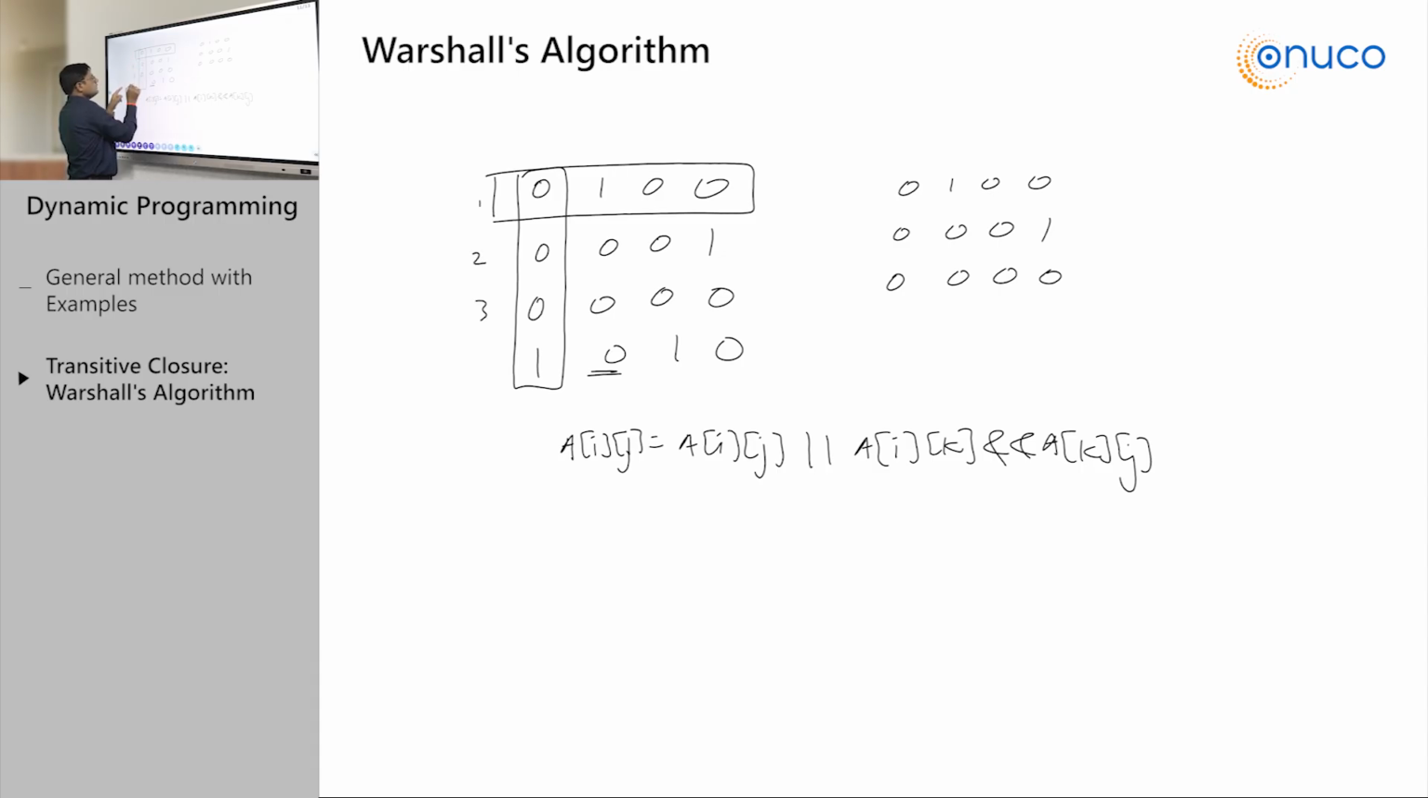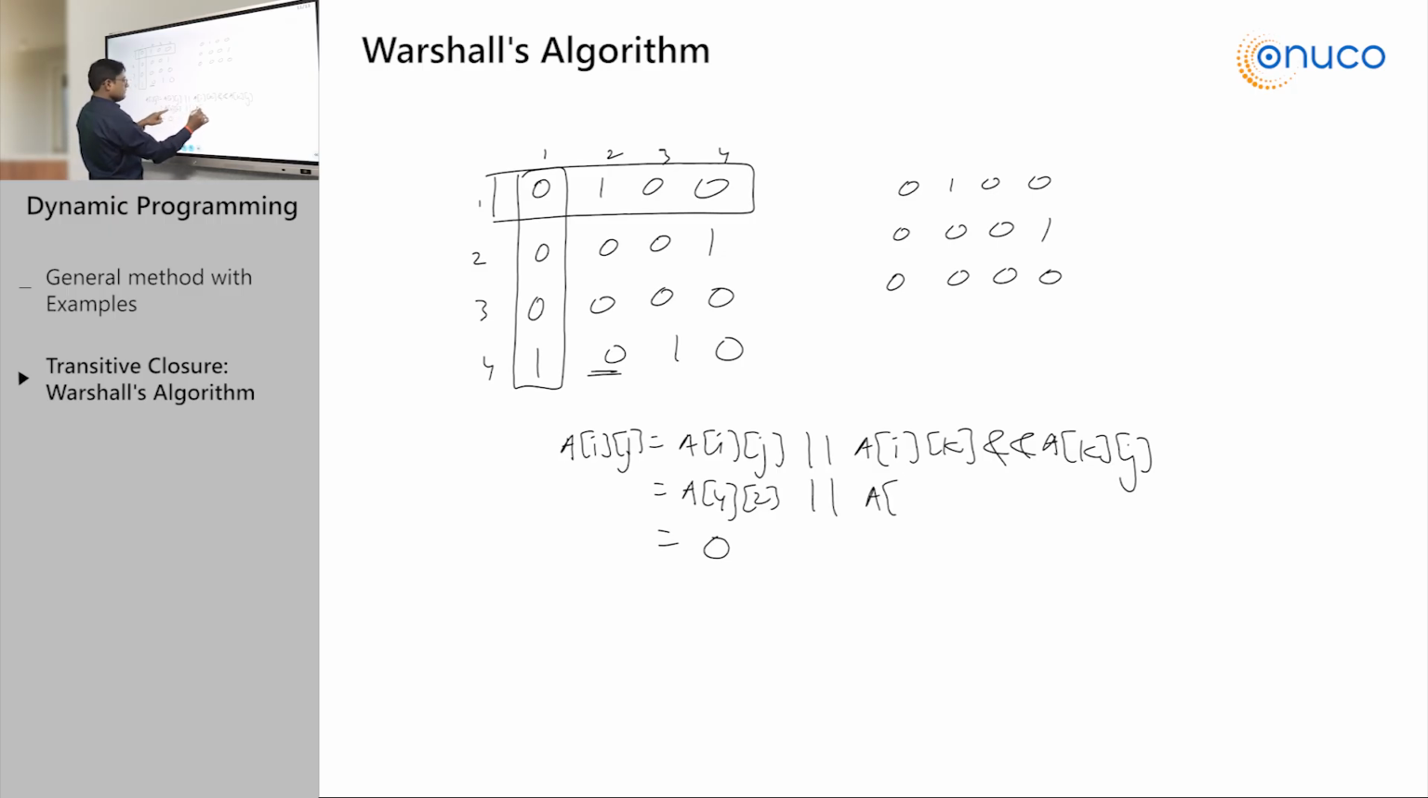1 2 3 4. I is 4. So A of 4, j is, for these positions, j is 1 2 3 4. So j is 2, right? So A of 4 2 is 0.